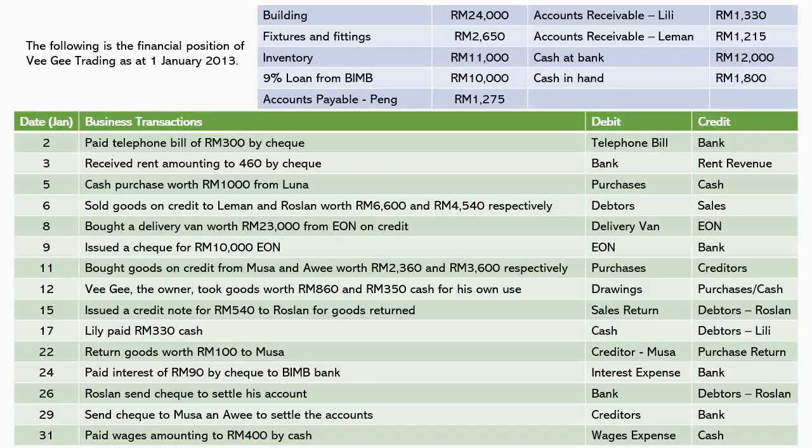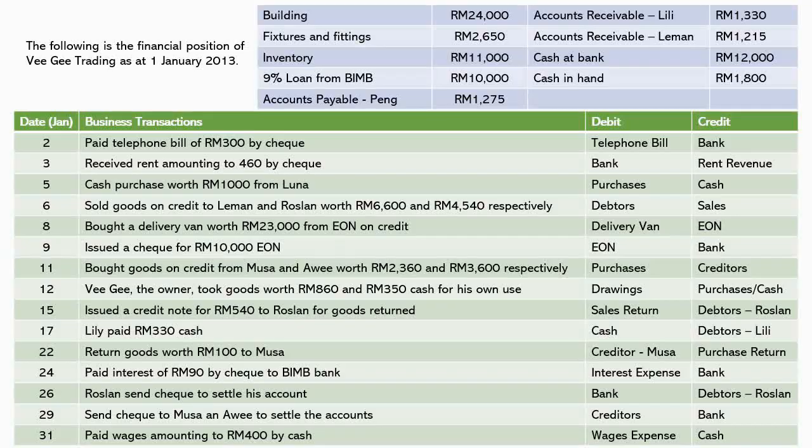Okay, so if we look at the next question, this question I've taken from page 68 from my 4th edition textbook. The name of the company is VG Trading. So if you are using newer versions of your textbook, then the page number might be different. You just look for the VG Trading in your textbook. Okay. The question asks you to record the above transaction in the relevant accounts.